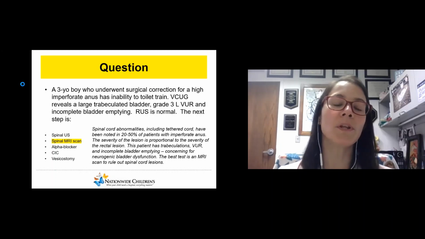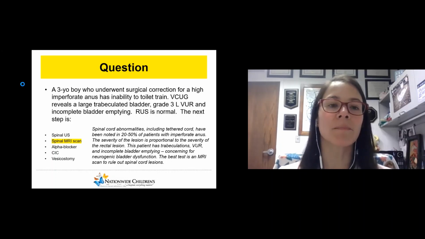And when you're looking at how they're describing this patient, they talk about a large trabeculated bladder, incomplete bladder emptying, and so you're worried about a neurogenic bladder. So I'm really not that worried that the patient has primary reflux. I'm really worried that they have secondary reflux related to their neurogenic bladder.